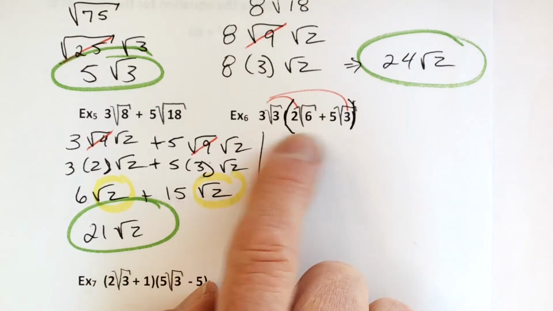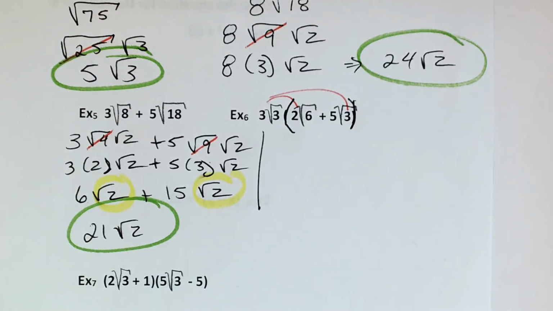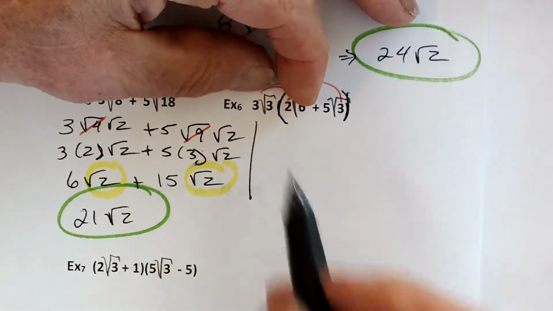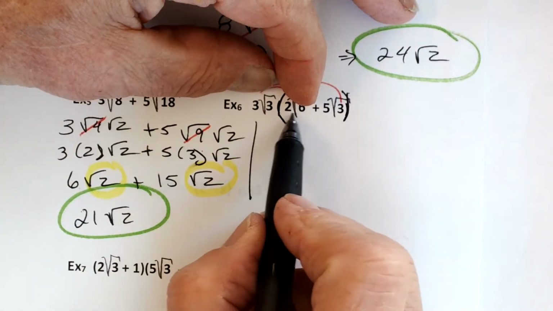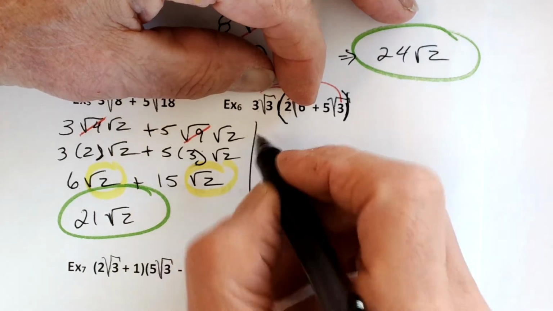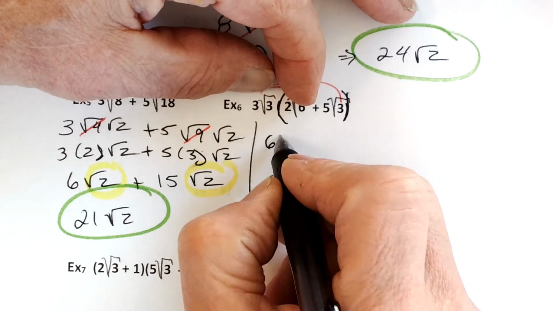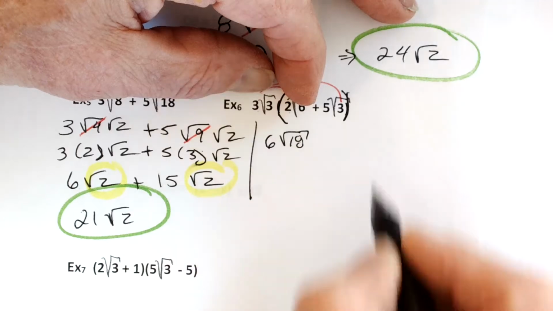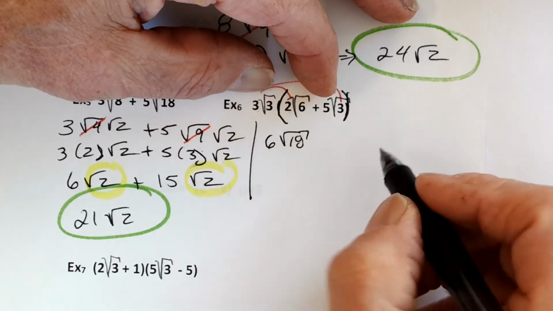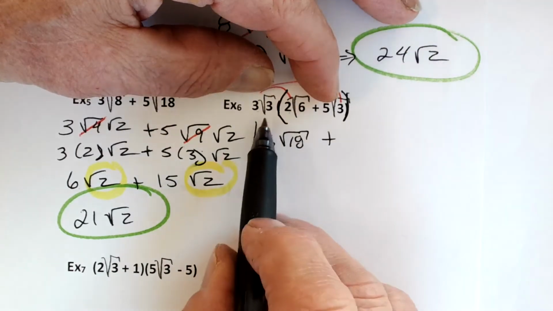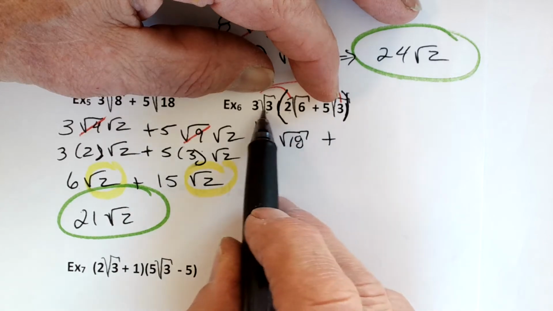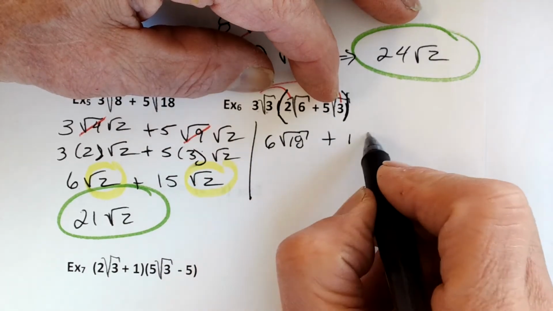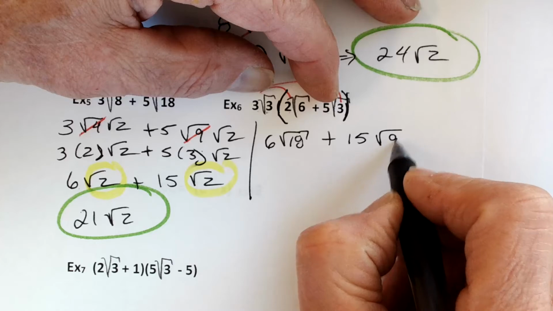Okay, so first let's do the first multiplication. So we're going to go 3 square roots of 3 times 2 square roots of 6. Let's see, that's going to be a 6 square roots of 18 plus, let's see, 3 square root of 3 times 5 square root of 3 is going to give me 15 square root of 9. Okay?